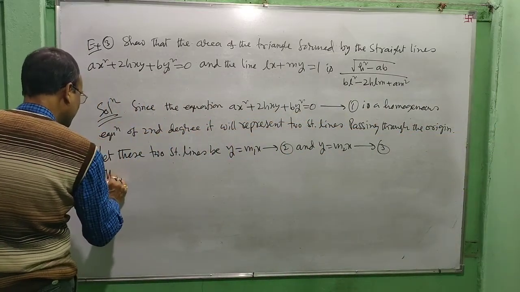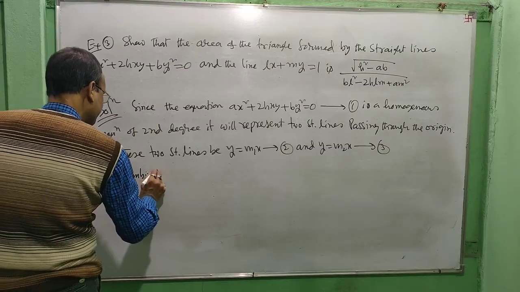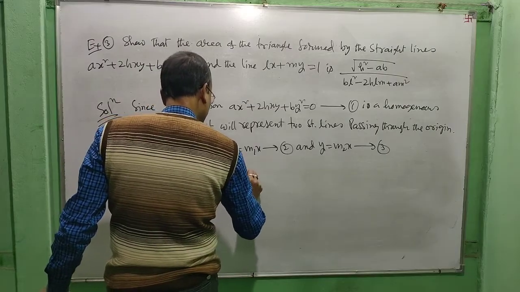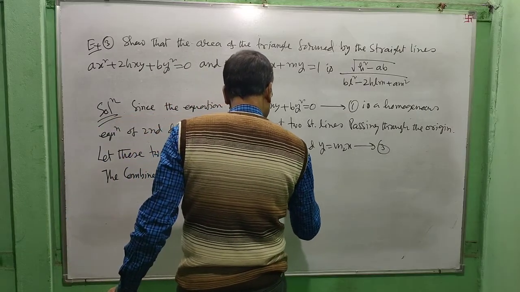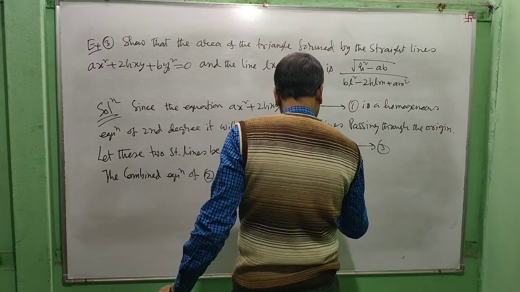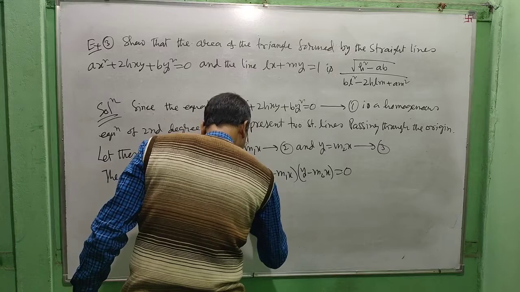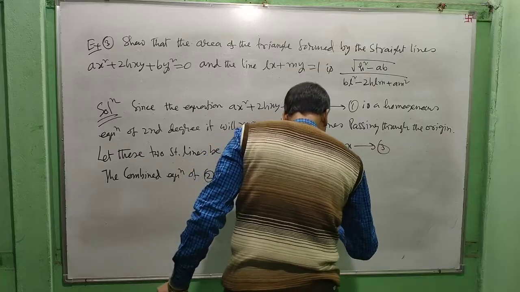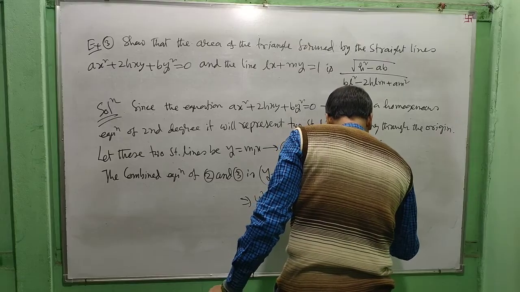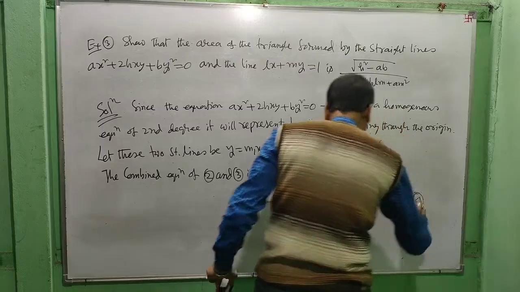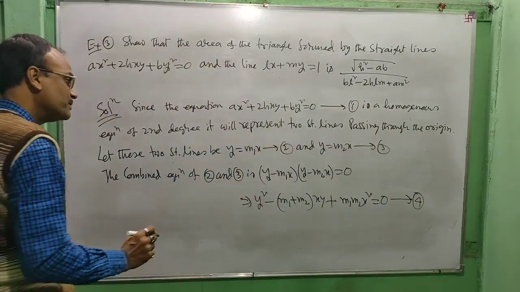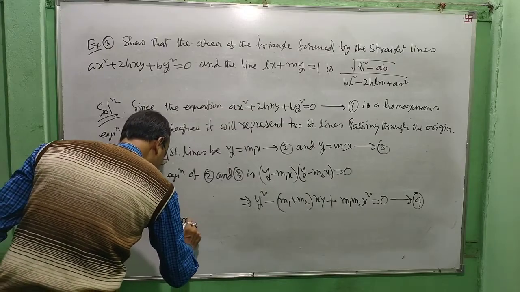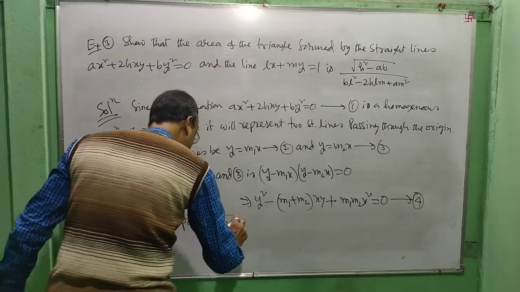The combined equation of 2 and 3 is y minus m1x into y minus m2x equal to 0. This means y square minus m1 plus m2 xy plus m1 m2 x square equal to 0. Suppose this is number 4. 1 and 4 represent the same pair of straight lines.